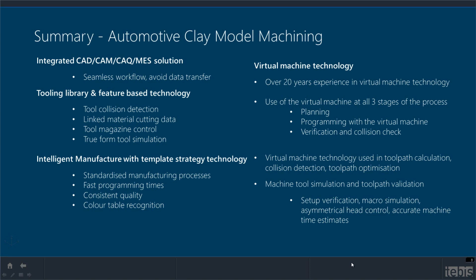All of this adds to the intelligent manufacturer with our template strategy technology for standardized machining processes, fast programming times, giving you consistent quality. And as you've seen today, color table recognition as well. And our virtual machine technology. So with 20 years experience in this area, you can use the Tebis virtual machines at 3 stages of the process, which is very unique to us for planning, for programming, and for verification. And the virtual machine technology can be used in toolpath calculation for collision checking and optimization too.